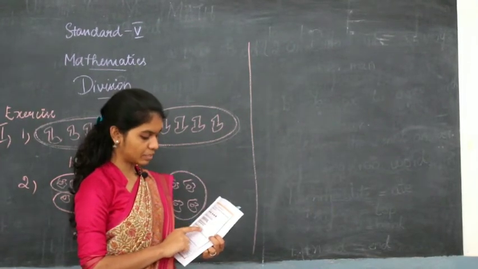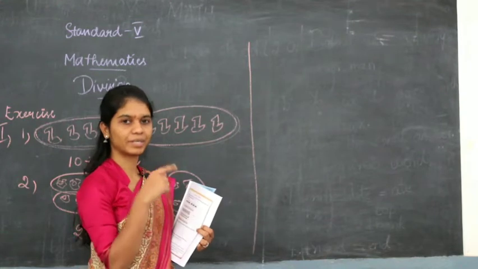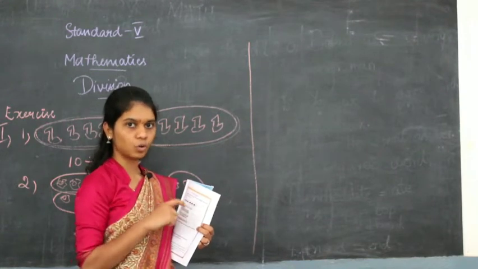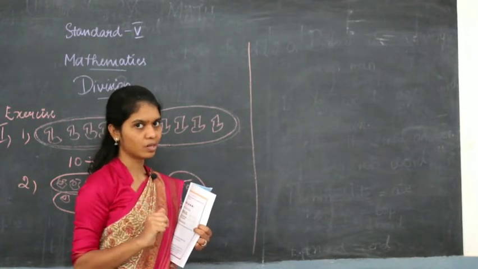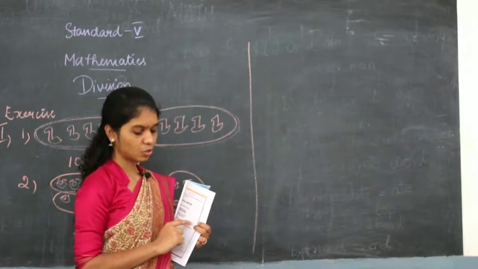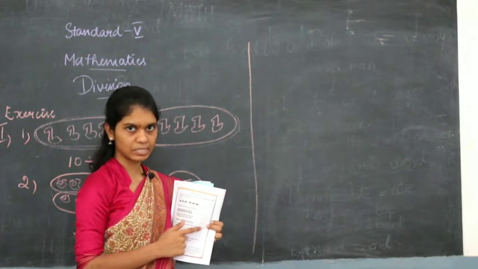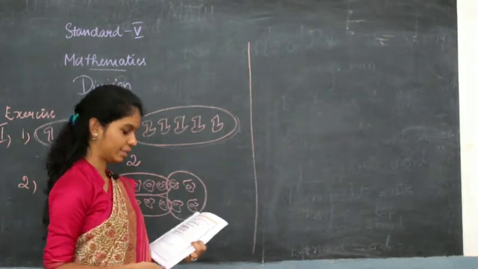And the fourth one is, there are 9 dogs and you have to split the 9 dogs into groups so that one group contains 3 dogs. Then you have to write how many groups you will get.